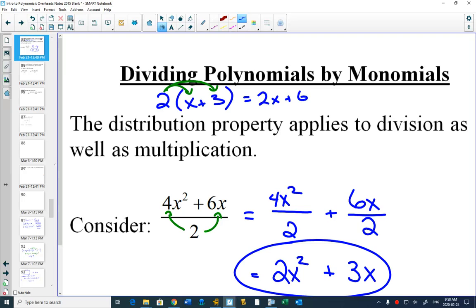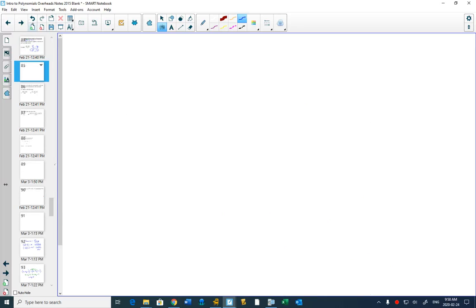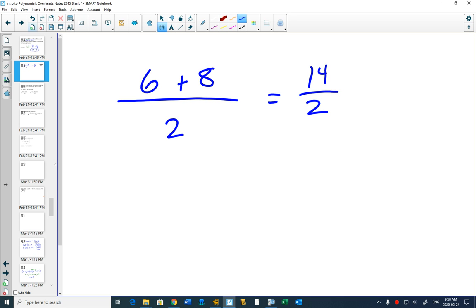Have you ever done that with numbers? You don't do it with numbers because often you would just add the numbers. But if I did 6 plus 8 and I divided it by 2, order of operations, what would you do first? You do the 6 plus 8, right? And get 14. This is how you would normally figure this one out. Oh, 6 plus 8 is 14. What's 14 divided by 2? 7. Good.